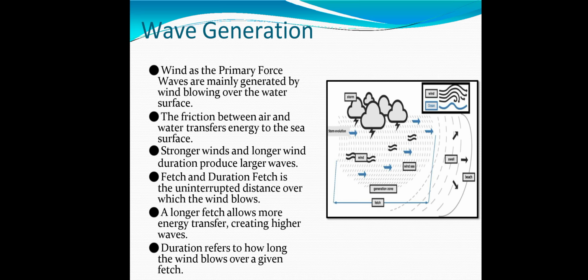Now there are two small and important terms. One is fetch and another is duration. Fetch is the uninterrupted distance over which the wind blows. And duration refers to how long the wind blows over a given fetch.